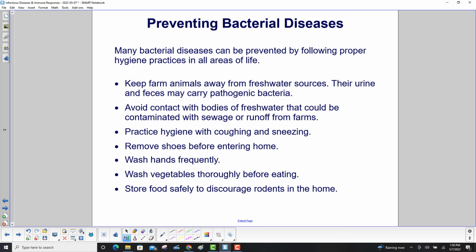Many bacterial diseases can be prevented by following proper hygiene practices in all areas of life, and here's some ideas. Keep farm animals away from freshwater sources. Their urine and feces may carry pathogenic bacteria. Avoid contact with bodies of fresh water that could be contaminated with sewage or runoff from farms.